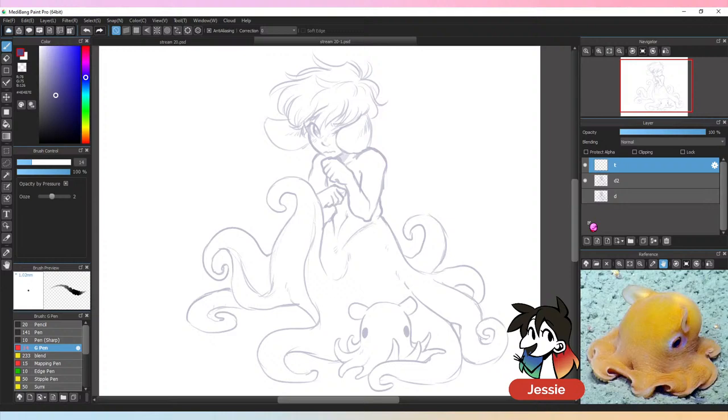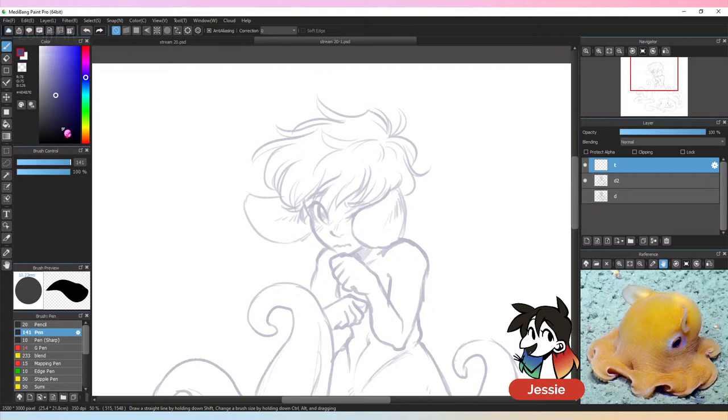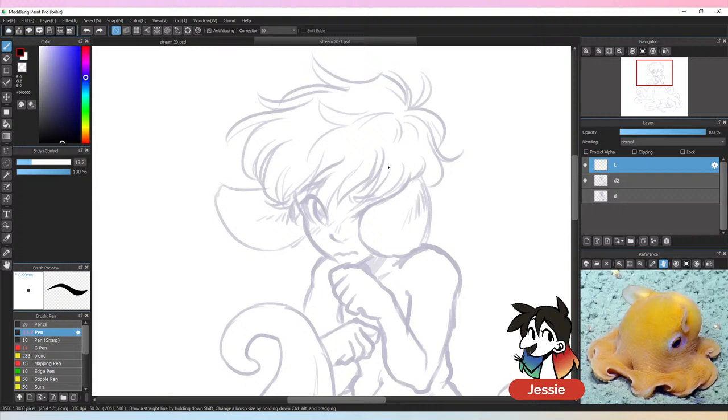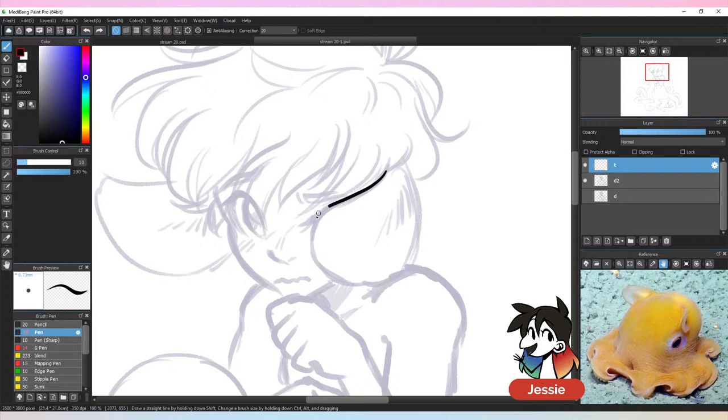All right. Let's switch to the pen tool. Let's go. And let's turn up the correction this time, because now I'm going to be paying attention more. Baby octopus.